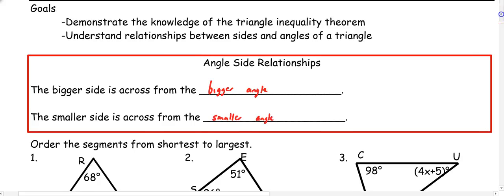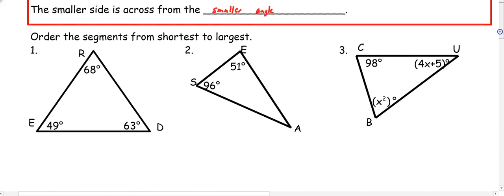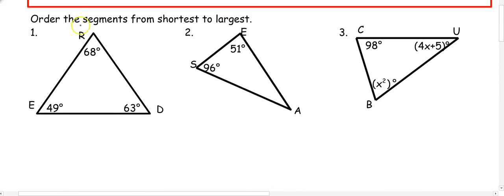So we're going to order the segments from shortest to longest, so we're going to use our angles. Angle E is 49 degrees. That's the smallest angle, which is across from the smallest side. The next biggest angle is 63 degrees, so 63 is our middle side length. And then our largest angle is 68 degrees, which is across from the longest side.